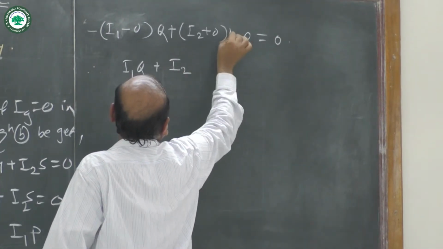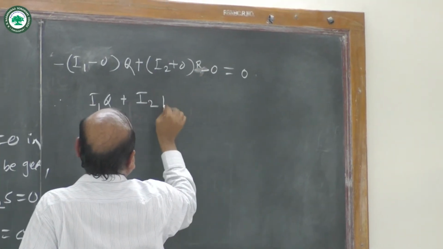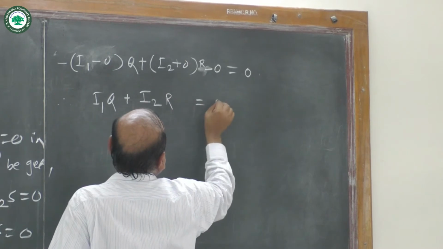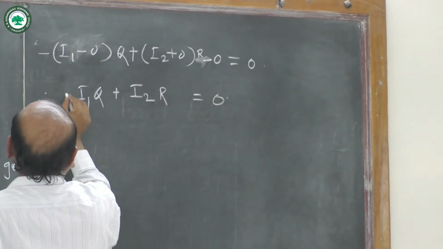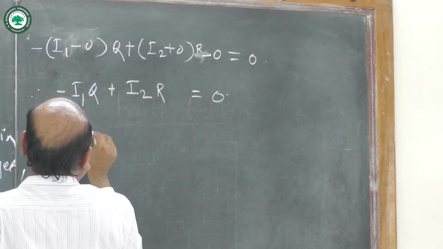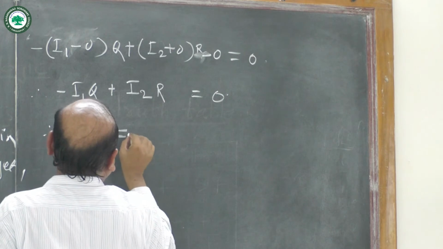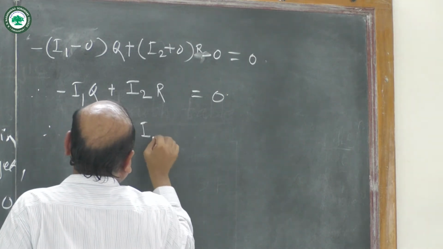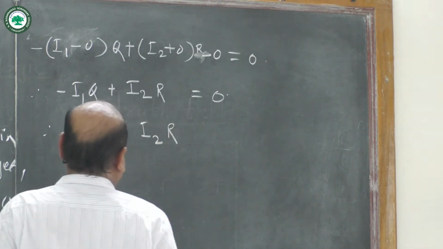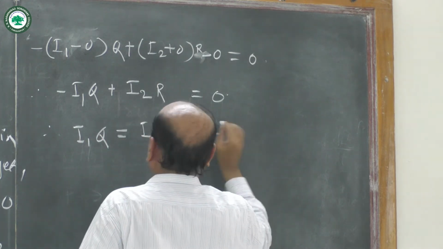I2R is here. R is equal to 0. This is minus. Therefore, I1Q is equal to I2R. Interchanging those terms, we get equation 2.